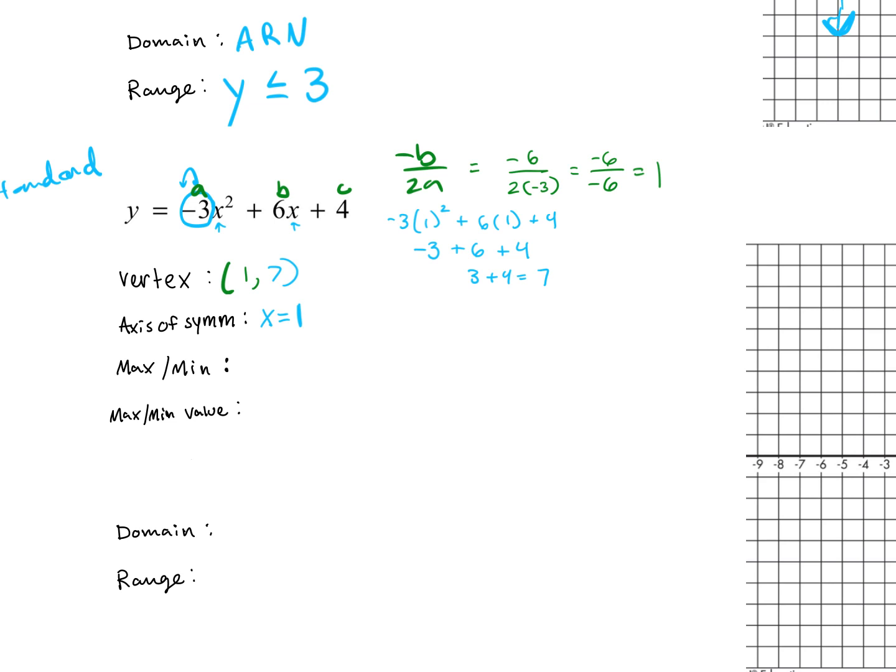So we said that this graph opens down because our a is negative. How do we know where another point on our graph is going to be? We could plug in 0, but without plugging in a number, what's special about the standard form? The C. The C is the other point. It is our y-intercept. That is where we cross the y-axis.